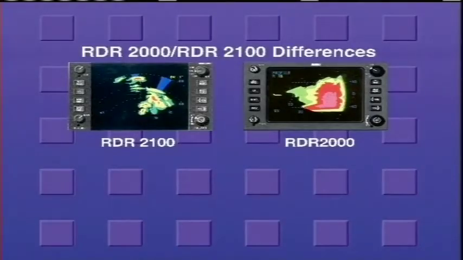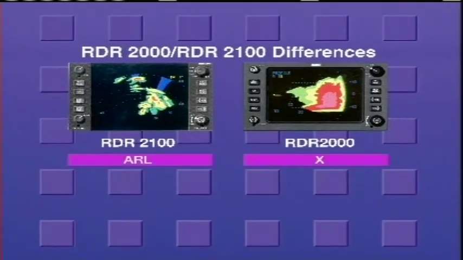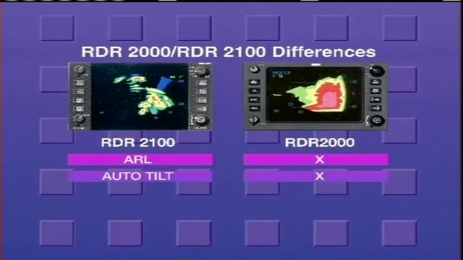While the RDR 2000 and RDR 2100 systems are similar, they do have significant differences in capabilities. It is important that pilots know these differences. Again, before operating either system, familiarize yourself with the procedures printed in the pilot's operating handbook. In particular, system differences pilots need to be aware of are: the RDR 2100 features automatic range limiting (ARL) capability. The RDR 2000 does not. The RDR 2100 features auto tilt capability. The RDR 2000 does not.